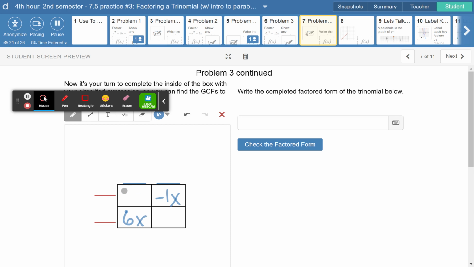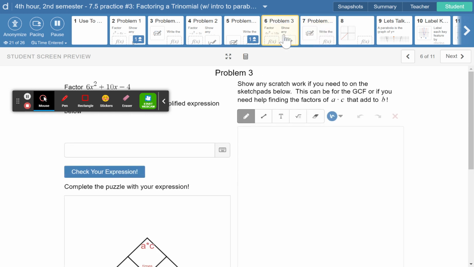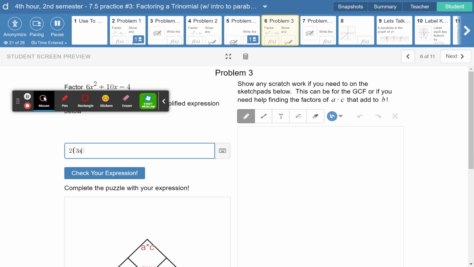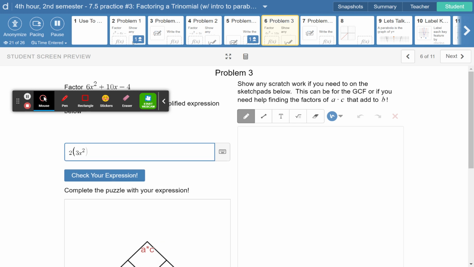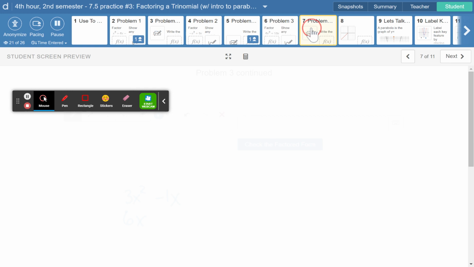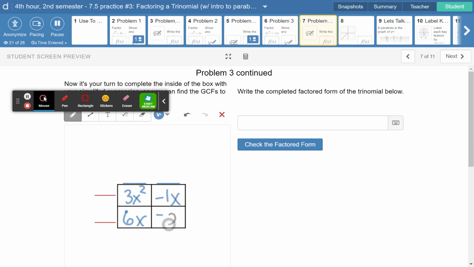Then your first term, which is 3x squared, and then your last term, because remember, we've divided. We've divided by the 2. I know it went away, but I'm typing it now. My first term is 3x squared, and my last term is negative 2. So I'm going to put that in the box.